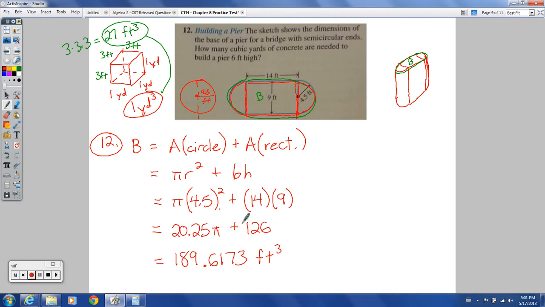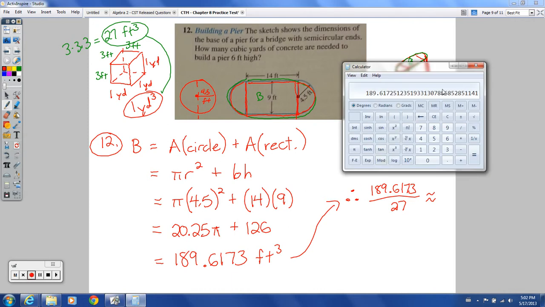With that in mind, we can say this. Therefore, you have 189.6173 divided by 27. We have to do that to get the number of yards cubed. I kept my answer in the calculator, which is even better than that rounded value. If I divide that by 27, that should give me the best possible answer. So it looks like about this many yards cubed.